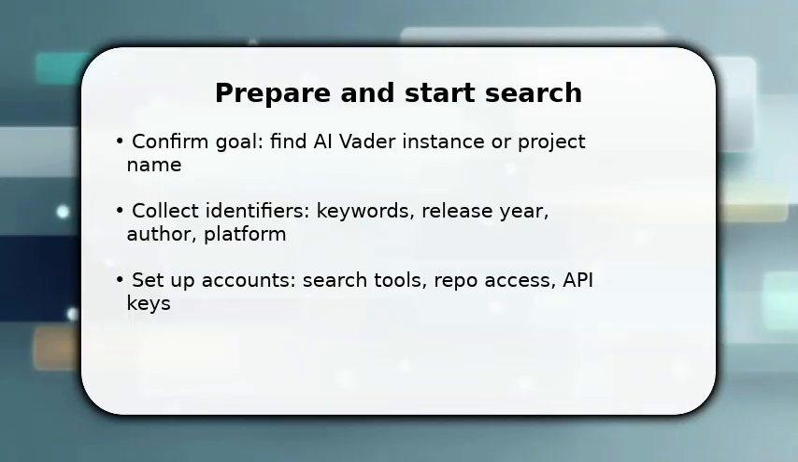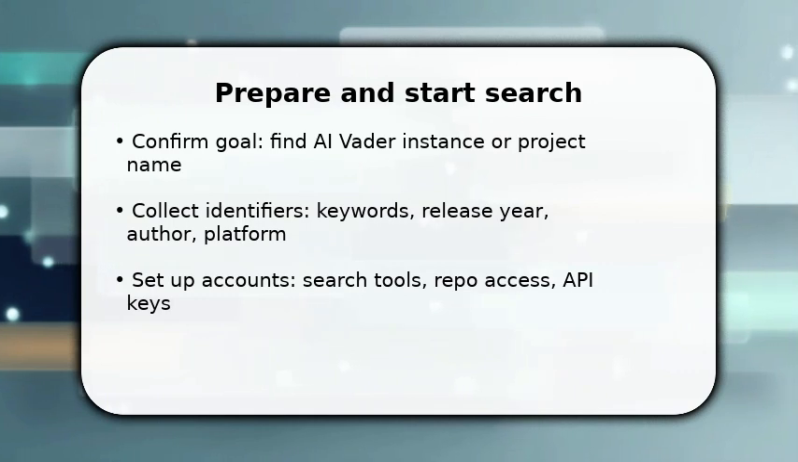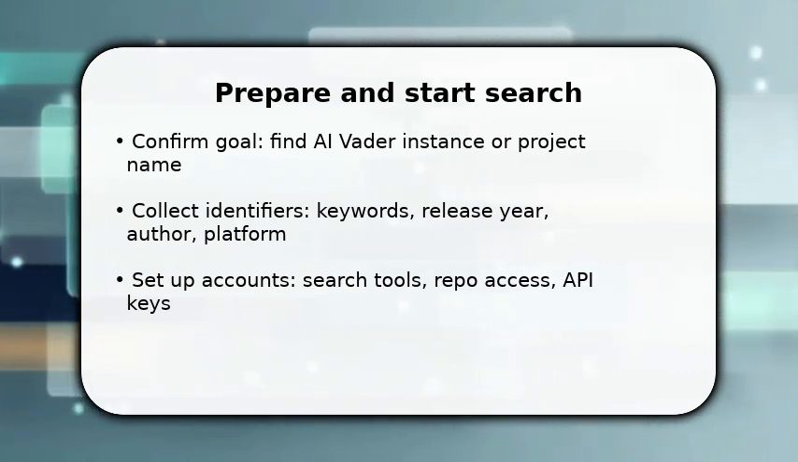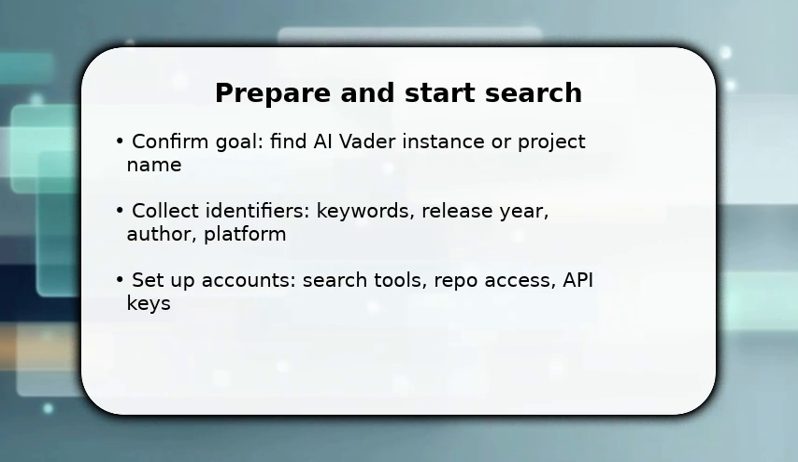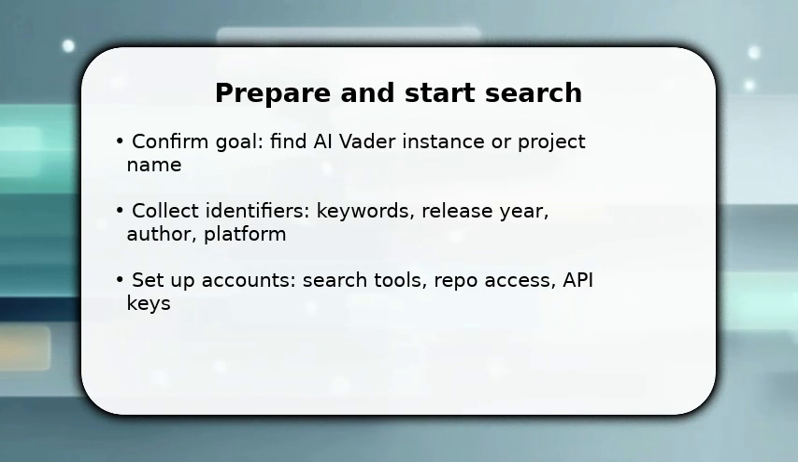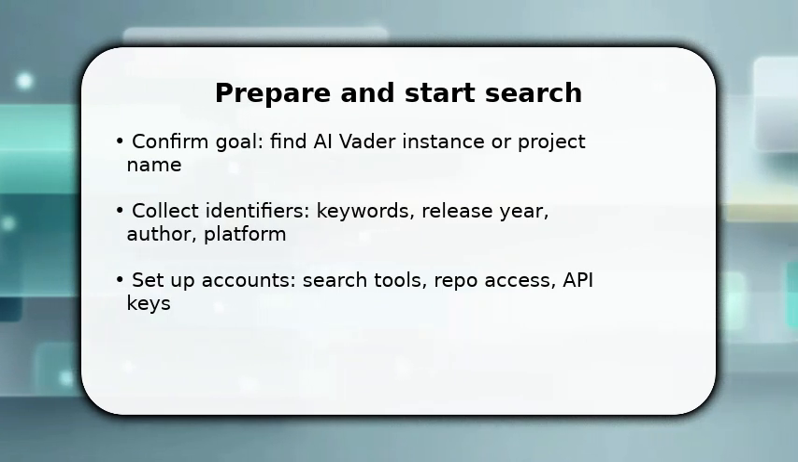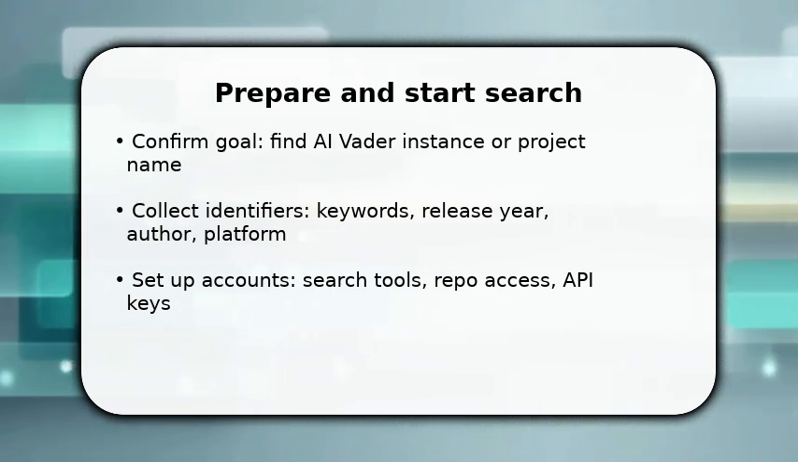You begin by clarifying exactly what you mean by AI Vader and why you need it. This narrows scope fast. Once you have keywords, gather identifiers like author, release year, and platform so searches return precise hits. Open your search tools and make sure you have account access and any API keys required. These let you query private repos or run advanced searches.